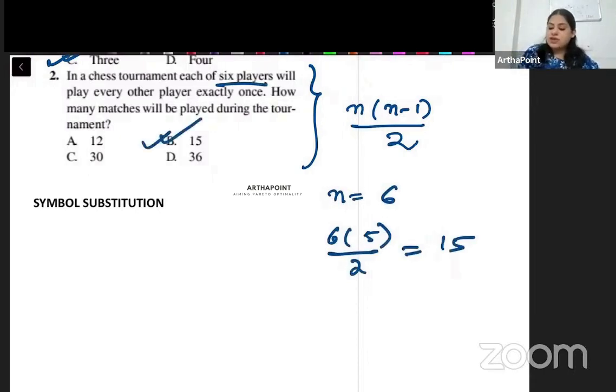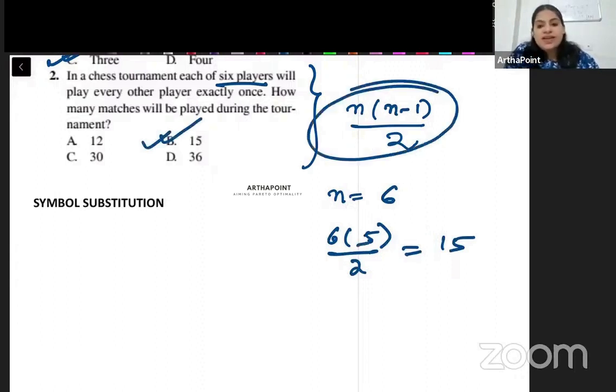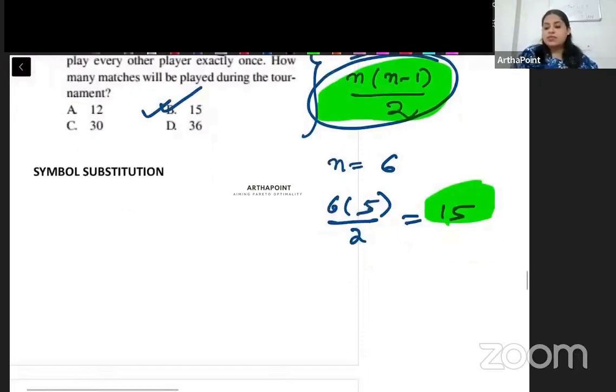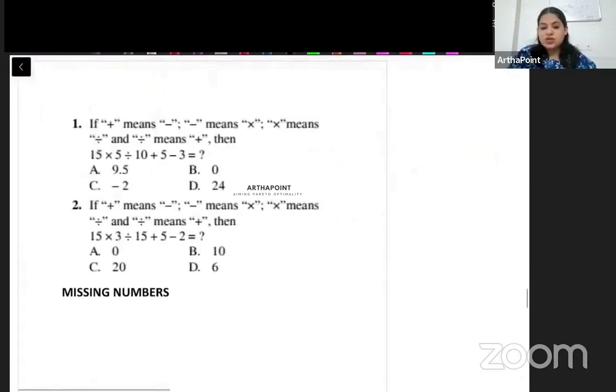So answer will be 15. Remember this: if each player has to play exactly once, then it is going to be n minus 1 by 2. So in this case, answer will be 15. The next kind of question that will come in exam is called symbol substitution, beta.